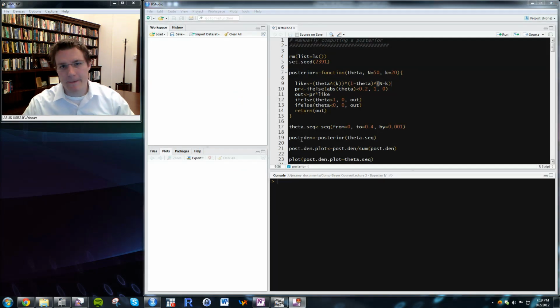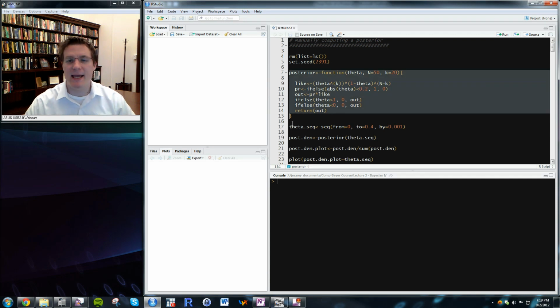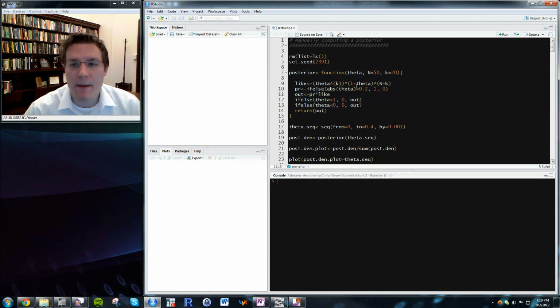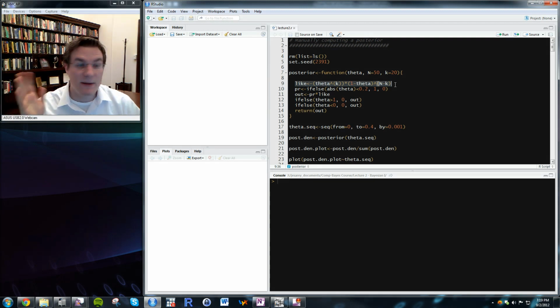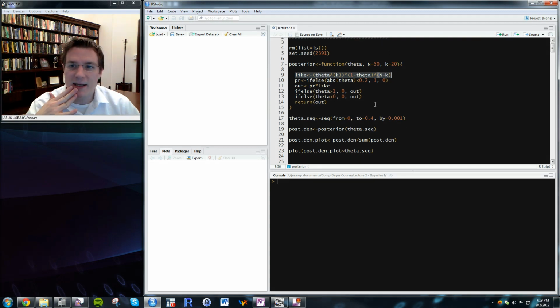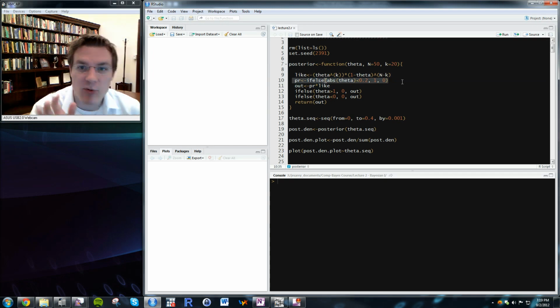So here we are in R, and what I've done here is I've constructed a posterior function, and it takes in a theta, an n, and a k, and I've defaulted n and k to be 50 and 20, which is to say I've seen 50 coin flips and 20 of them came up heads. And all it does is it says, okay, well, here's the likelihood function. You notice I have not included the binomial coefficient in here. I've just included the parts that include theta. That's going to actually be perfectly fine. You'll see how that turns out later. I've constructed a prior, and in this case, here's my prior.